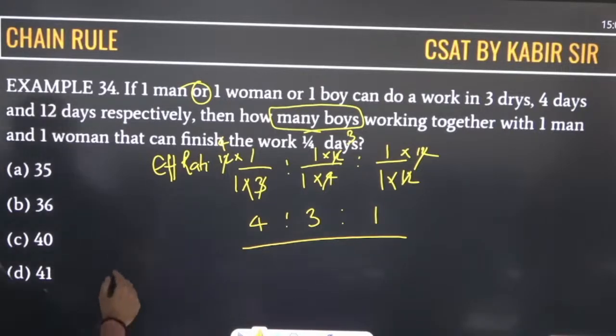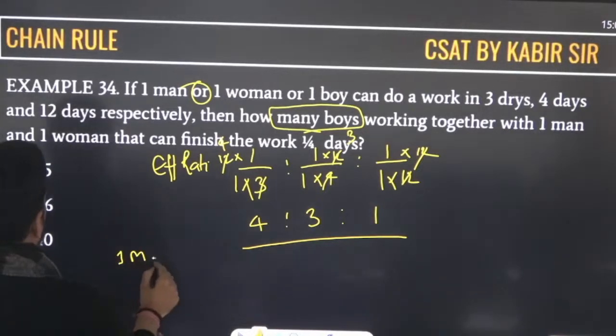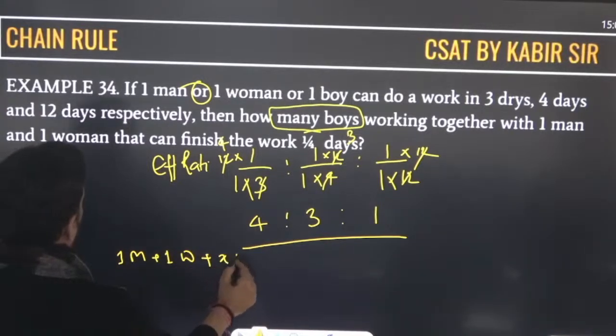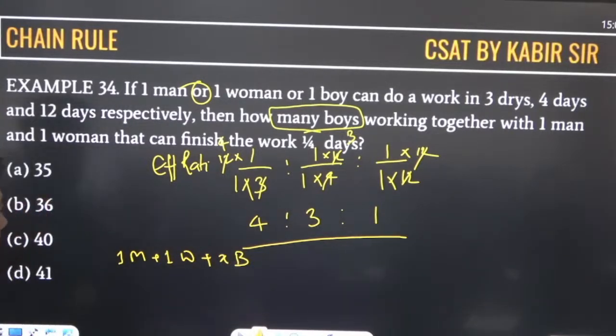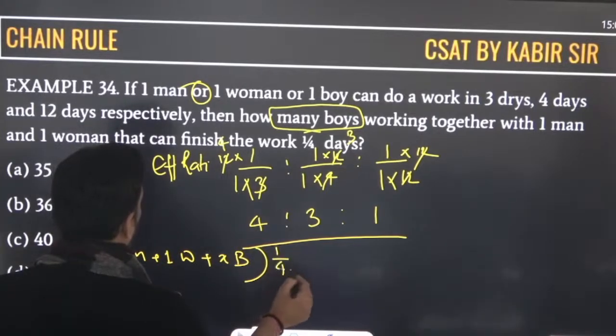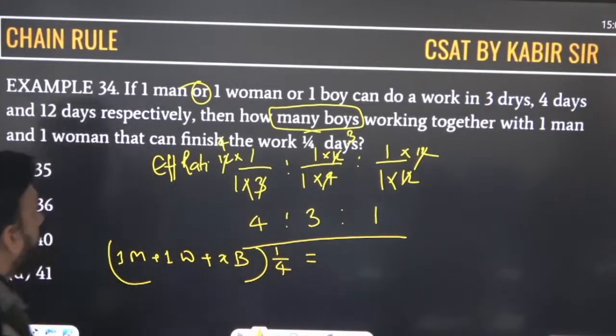They are asking about one man, one woman. Suppose the boys are X. They all are working how many days? 1 by 4 days. That will be equal to what?